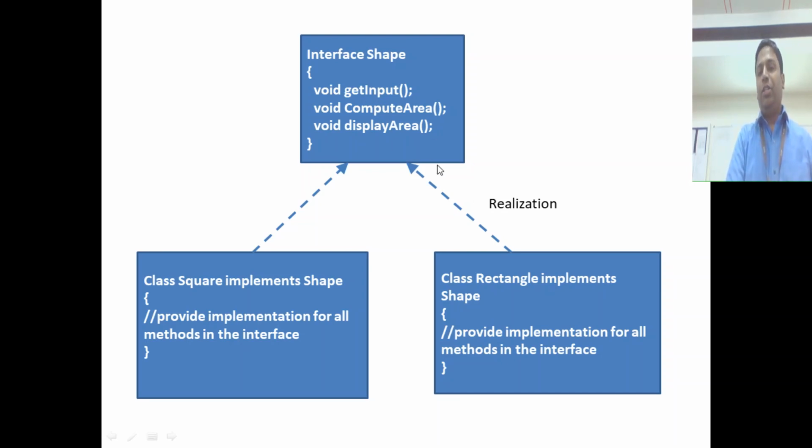The notation you're seeing on the board is the UML notation for interface implementation. You call that relationship realization. We have already seen one of the relationships, that is inheritance, generalization. So this kind of implementation of interfaces, you call that realization, and you denote that with respect to UML standards with a dashed arrow mark.